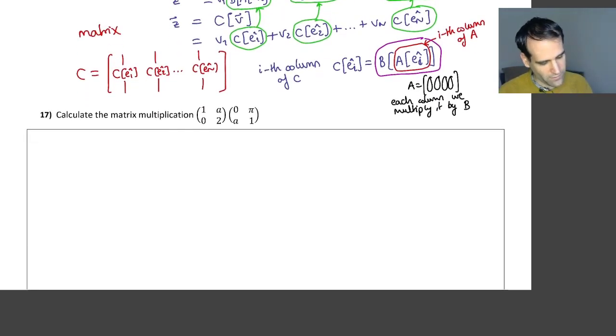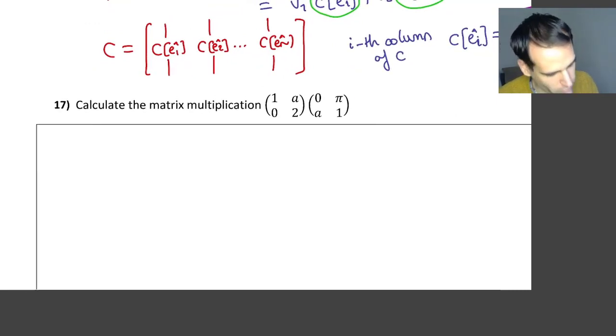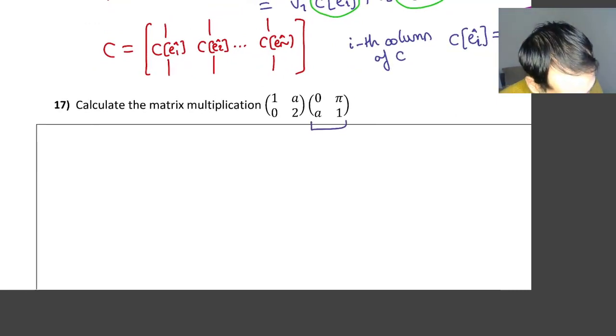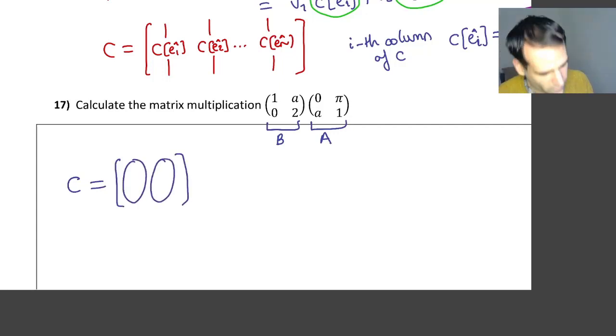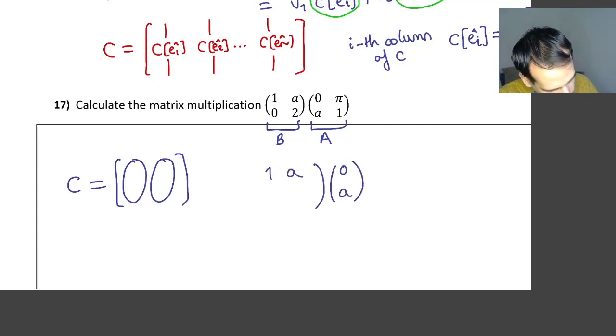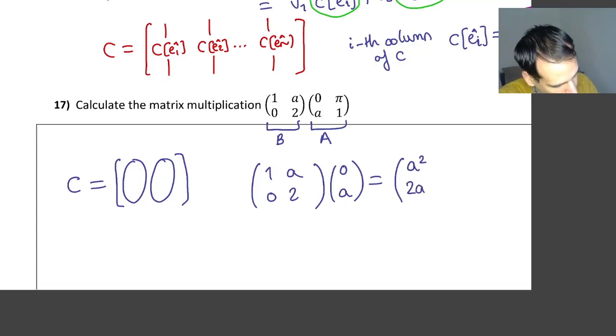If we have this matrix multiplication, I'm asking you to multiply these two matrices. Let's say that this is matrix A and this is matrix B. The result is matrix C, and matrix C will have 2 columns. So basically, the first column of C is simply the first column of A, which is (1, 0), multiplied by matrix B, (1, a; 0, 2), which is equal to 1 times 0 plus a times a, 0 times 0 plus 2 times a. That will be the first column of C. So the first column of C is a squared, 2a.